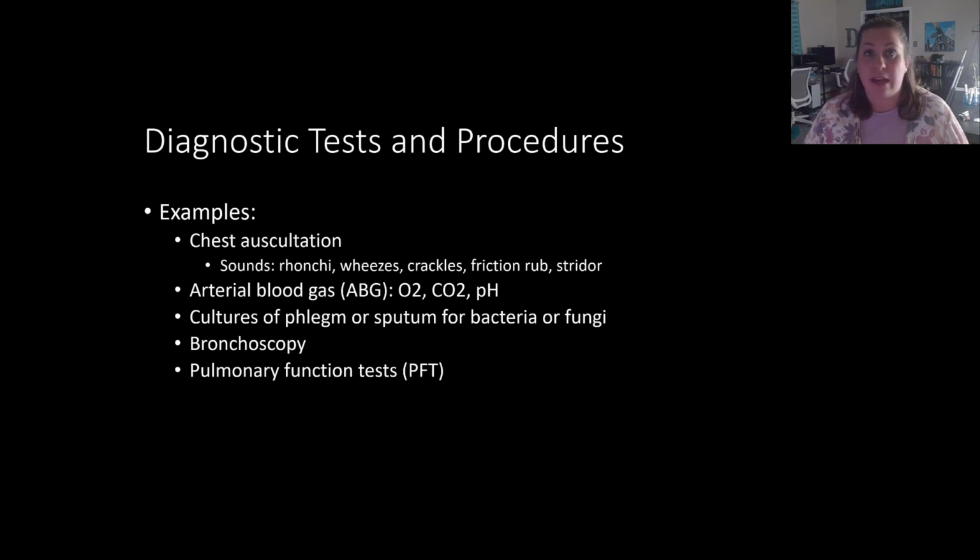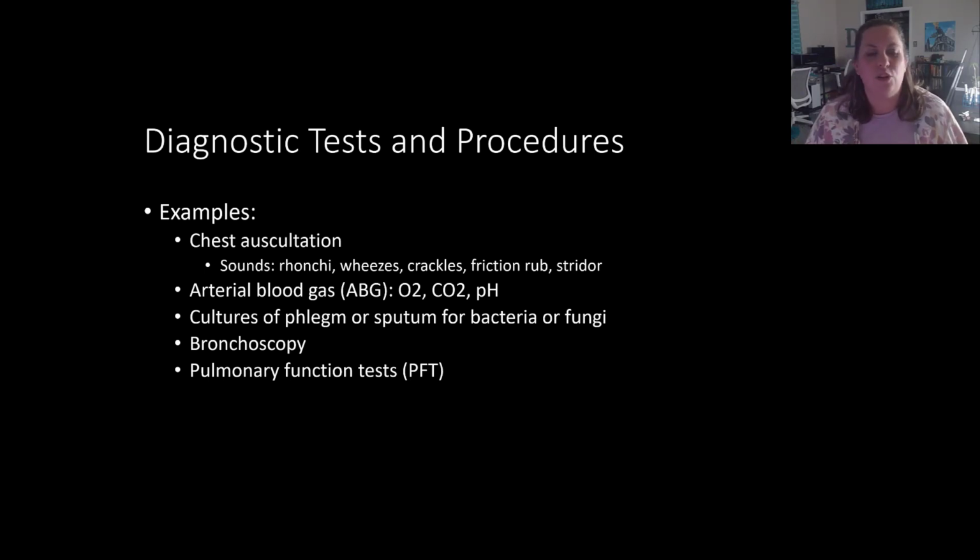We also see that some diagnostic tests could be where we take arterial blood gases. Arterial blood gases are going to check to see how much oxygen and carbon dioxide are present in the blood at any given point. We also see that they will test the pH levels. This is important to make sure that the actual exchange of oxygen and carbon dioxide is happening like it should. So it's really important that we look at that.